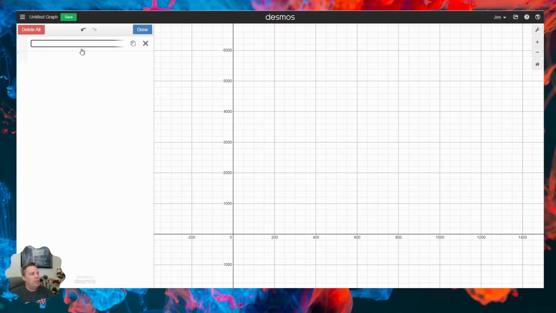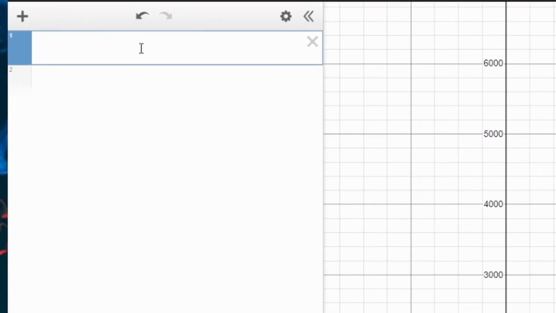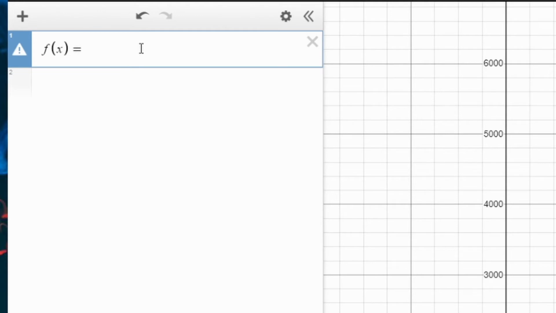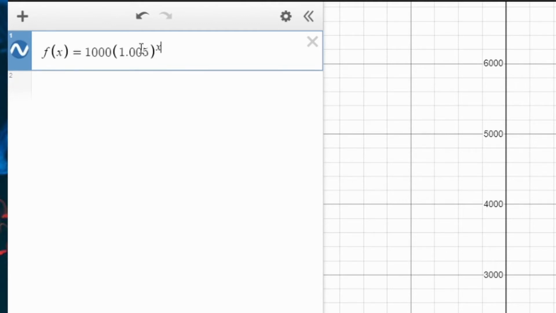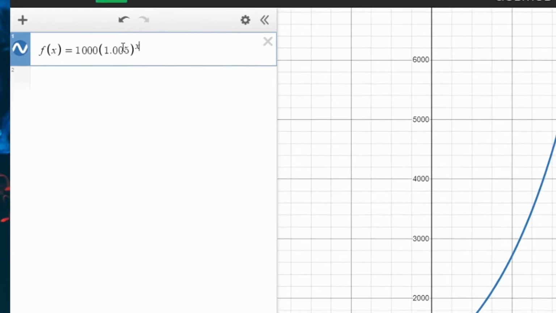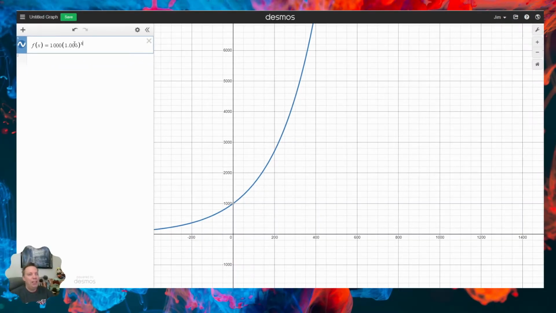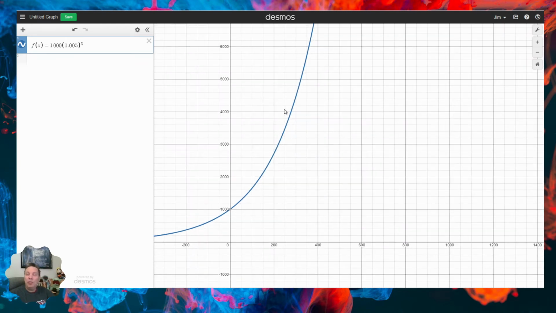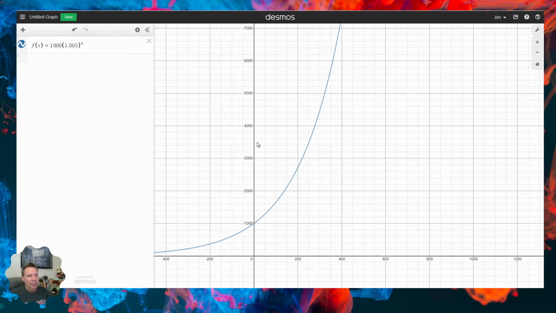So in Desmos, what I'm going to do is type in f of x equals, now my initial value times this 1.005, and I'm going to raise that to the x power. And it's automatically going to put a graph in for me. Now, you might need to zoom in or zoom out. I am using the mouse wheel to do that. You can drag it around if you need to see things.